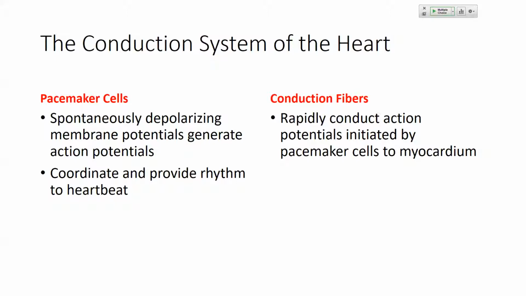The second type of autorhythmic cells we have are the conduction fibers, or the cells of the conduction fibers. These cells are responsible for conducting, transmitting, or communicating the action potential throughout the entire myocardium and to the contractile cells to generate the contraction of the ventricles and the atria. So the pacemaker cells generate the action potential. They spontaneously depolarize. The conduction fibers rapidly transmit or conduct that action potential throughout the myocardium.